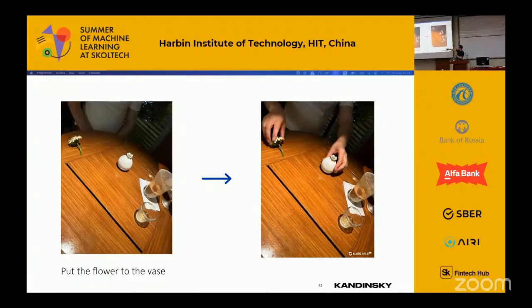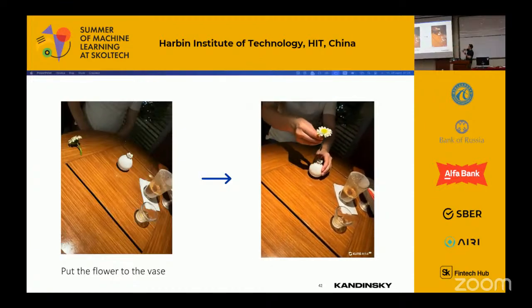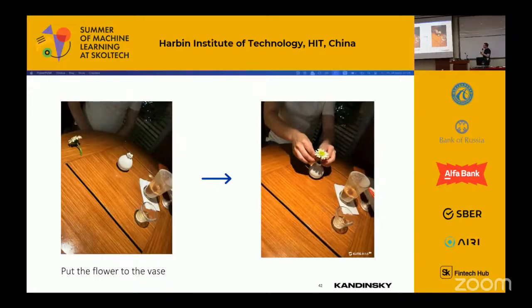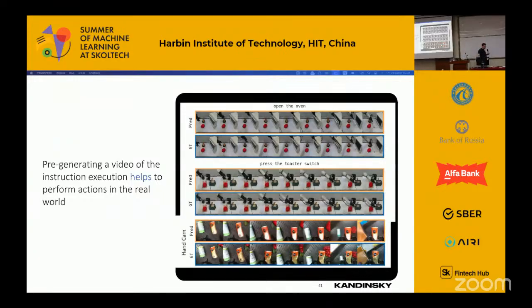You see, you had the initial frame and the instruction: put the flower in the vase. So the video generation model generates the video of how the hands take the flower and put it in the vase. And after that, the robot just repeats this. So extract the trajectory and the robot just repeats what the video generation model said.